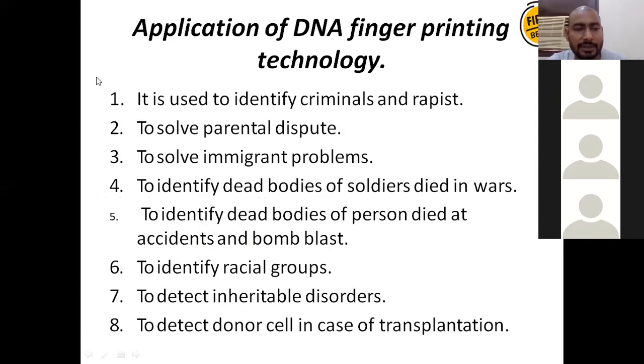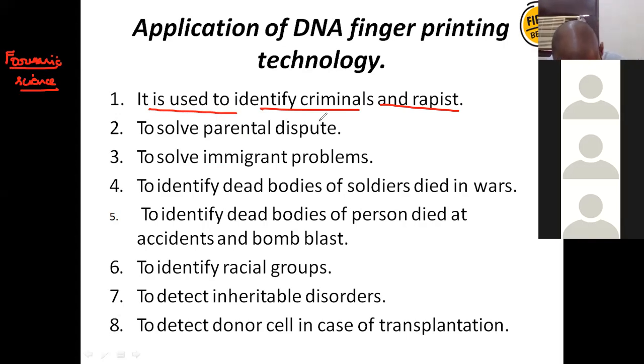Application of DNA fingerprinting. This is very important. As I told, the culprit, the rapist, the criminal, can be easily identified with the help of DNA fingerprinting. DNA fingerprinting comes under a branch of science known as forensic science. DNA fingerprinting belongs to the category of forensic science.